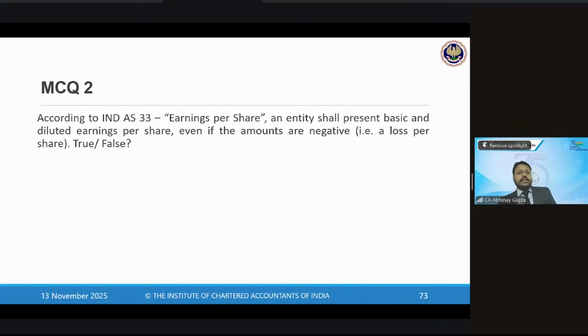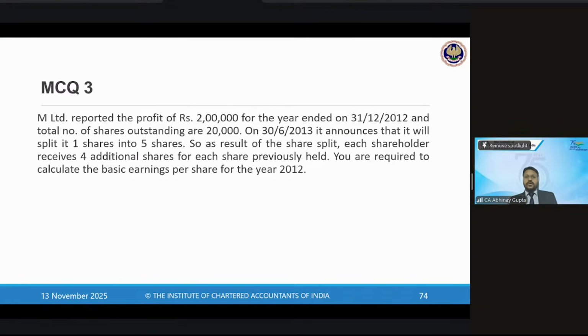According to Ind AS 33, earning per share, an entity shall present basic and diluted earning per share even if the amounts are negative. True or false? True. No relaxation exception for the loss-making company. Otherwise, the loss-making company will skip to present the EPS or earning loss per share, right? So whether the company is loss-making or profit-making doesn't matter. Every company needs to disclose the basic earning and diluted earning per share.